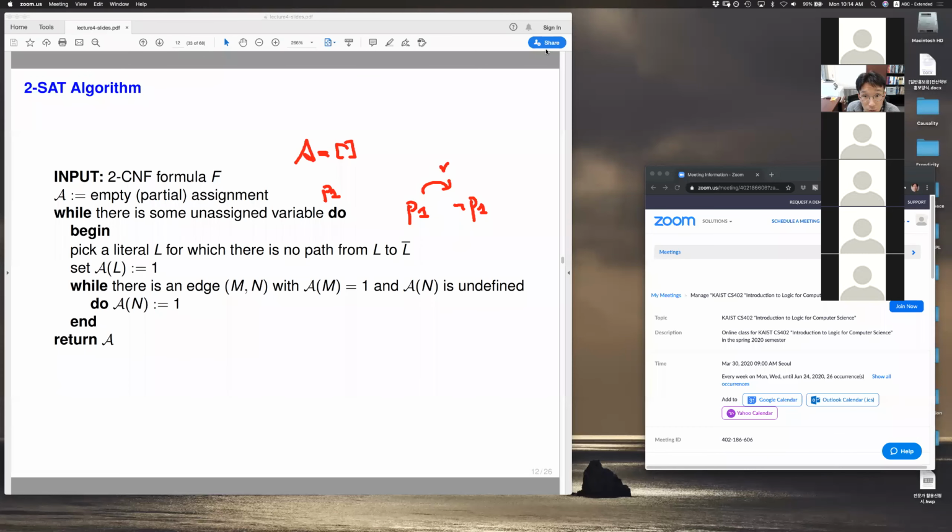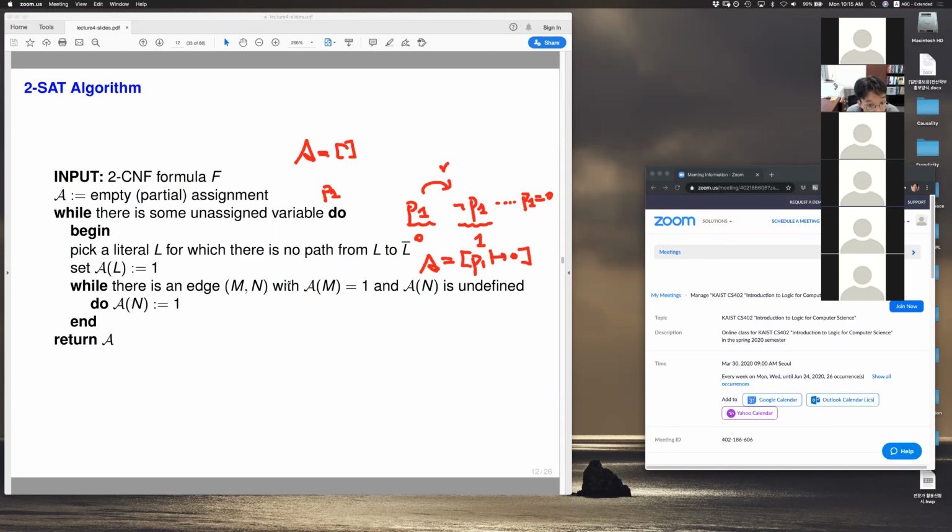After finding this, we pick the value of the propositional variable so that this part has a value 1 and this part has a value 0. So in this case, it means P1 has a value 0. That's what this assignment tells us. After doing this assignment, A now gets extended, so A has P1 mapped to 0.